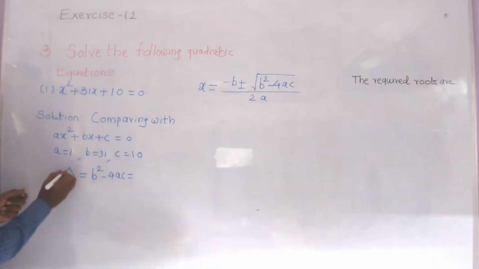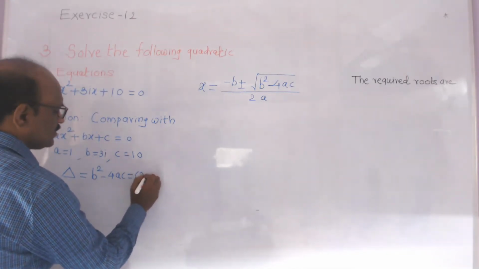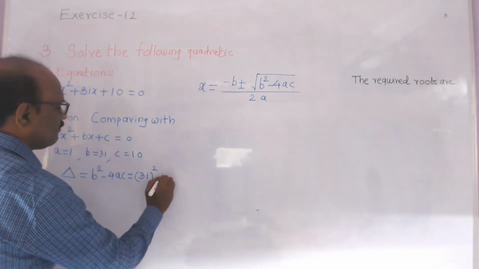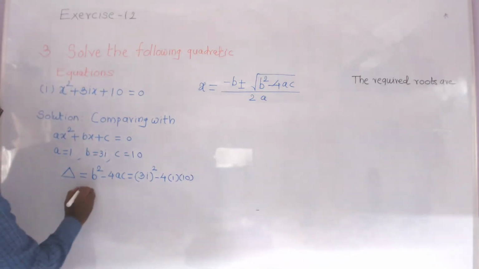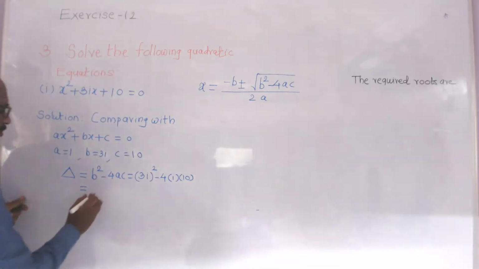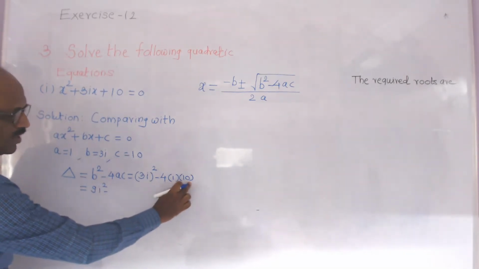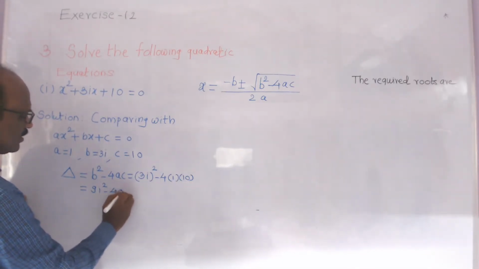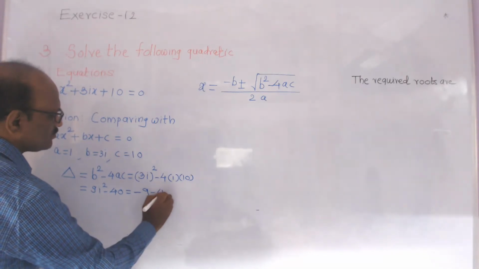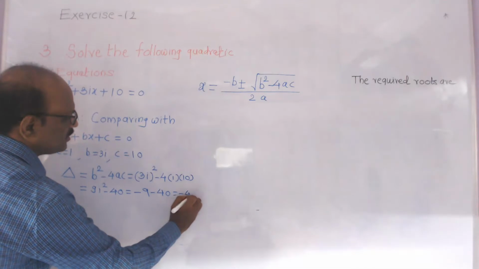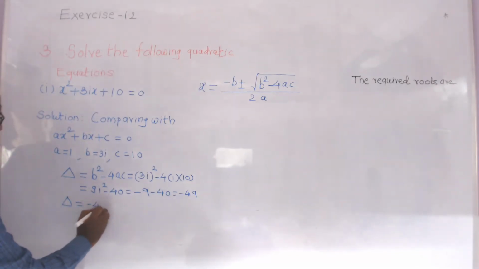Next we will find out the value of the discriminant delta, that is b square minus 4ac. The value of b is 3i, bracket square, minus 4a, where a is 1 and c is 10. Okay, 3i square means 3 square and i square, that is 9i square, minus 4 into 1 into 10, that is 40. i square is minus 1, so 9i square is minus 9. Therefore it is minus 9 minus 40, and that equals minus 49. This is the value of delta.